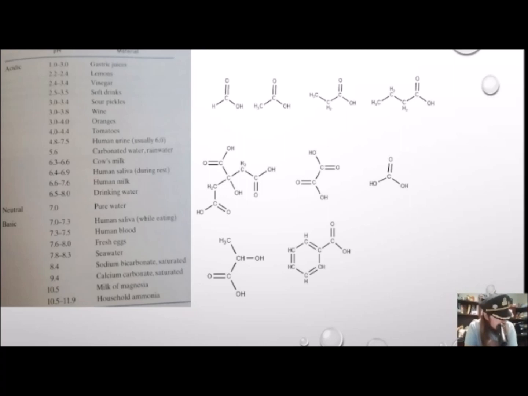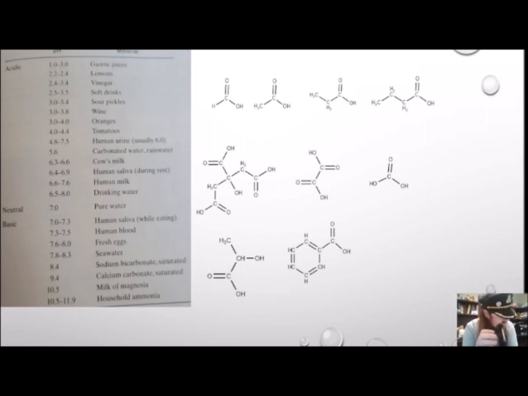Next one, acetic acid, which is vinegar, which should be ethanoic acid, right beside it. We could keep building, propionic acid and butyric acid, building to 3-carbon and 4-carbon acids. We have citric acid down here. We have oxalic acid. We have carbonic acid. We have, what's this one? I'd like to say lactic acid and benzoic acid down here. All these acids we will see on occasion.